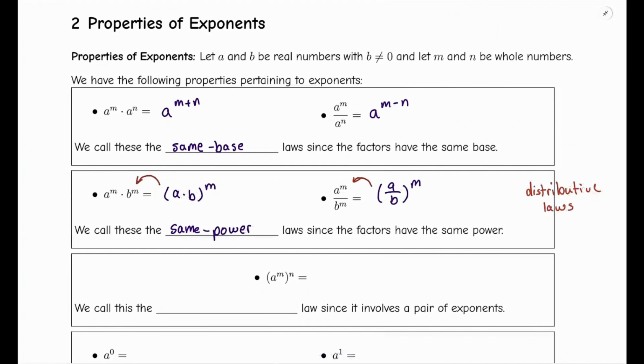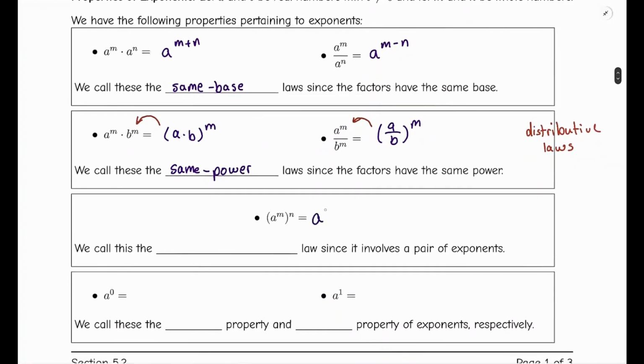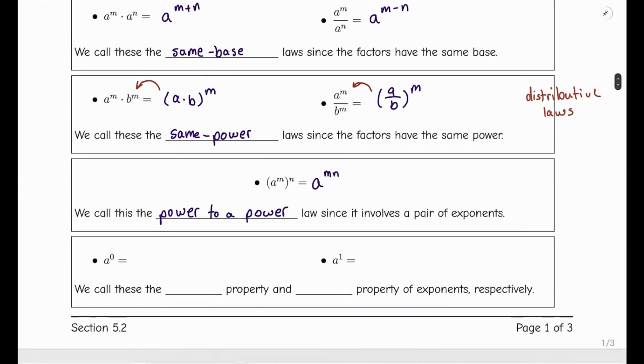Now, the reason why they're called the distributive laws, if we go from the right to left, it's like you're distributing the m to the a and then the m to the b, and that's how we get what's on the left here. Same here, distributing the m to the a or the m to the b, and that's what you get on the left here. Next one, a to the m to the n is a to the m times n. We call this the power to a power law, since it involves a pair of exponents.